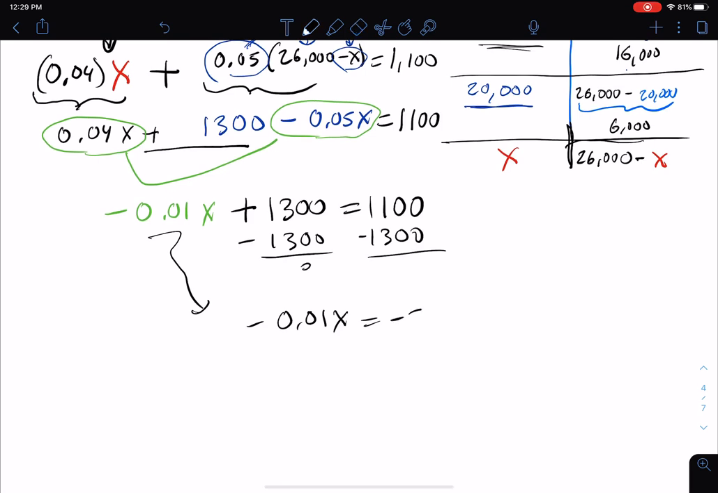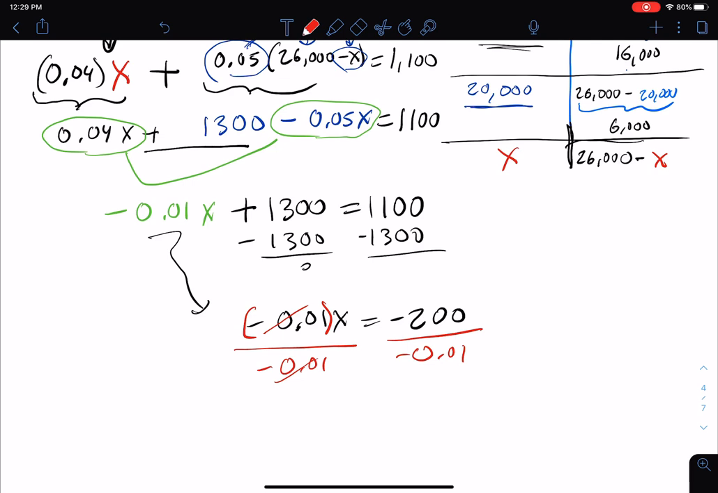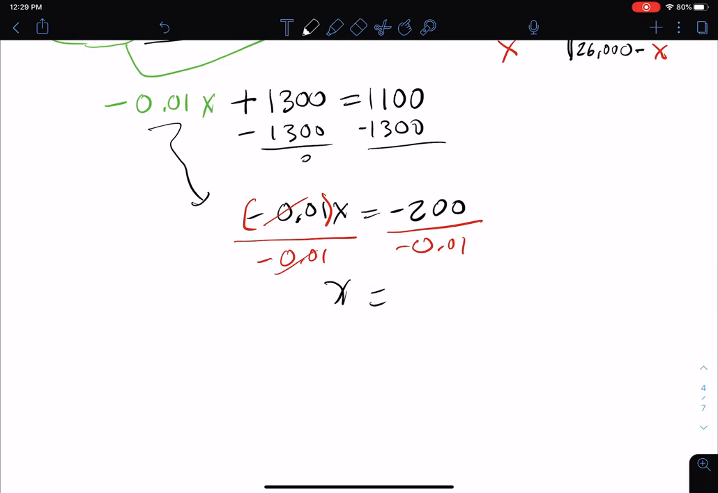And that might be a little bit disturbing, because you know that there can't be a negative amount of money in the account. But when you isolate for x, you've got to divide by that number in front of x, which is a negative. And when you divide both sides by this negative value, you're going to see that a negative divided by a negative will give us a positive value. And so negative 200 divided by negative 0.01 gives us positive 20,000. These are dollars.